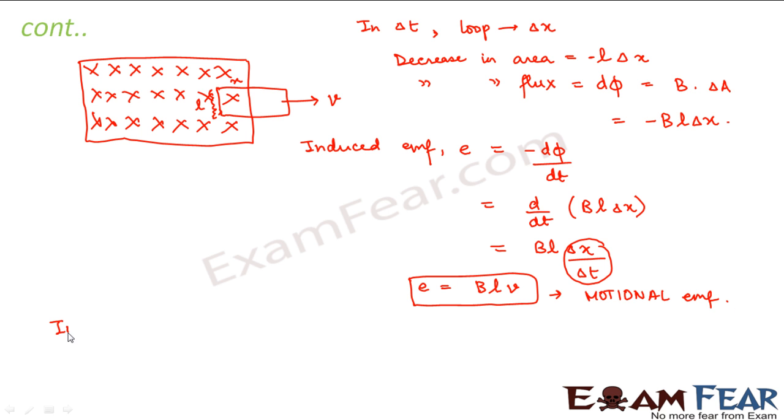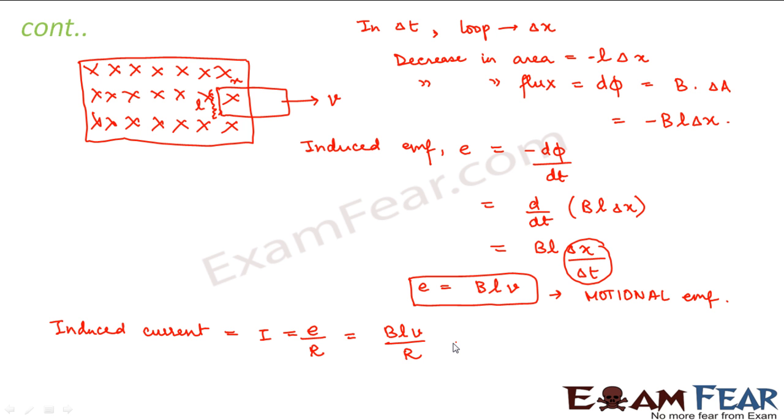So what would be the induced current? This is the induced EMF, so the induced current produced will be I equal to E by R, where R is the resistance of the loop. So this will be equal to BLv divided by R. In this case, the induced current appeared only because the area in the field changed. This motional EMF comes into the picture when the area of the loop within the magnetic field changes. The area of a loop generally changes when the loop is moving. There has to be a motion involved. That is why we call it motional EMF.